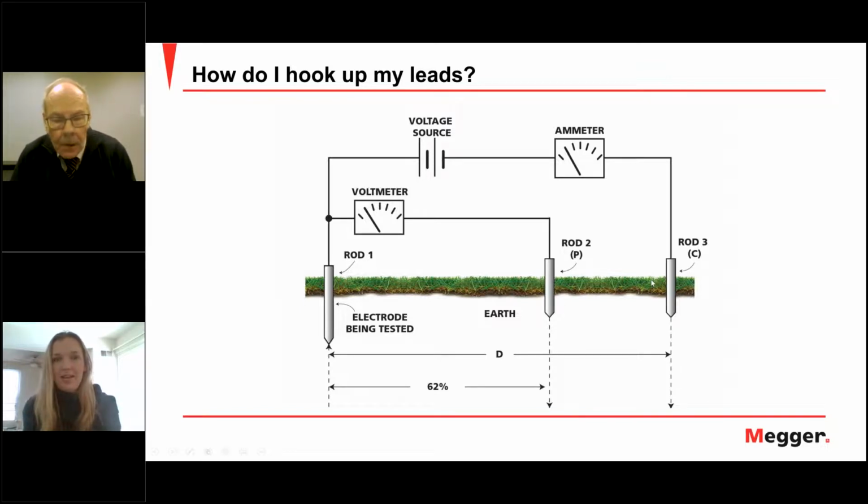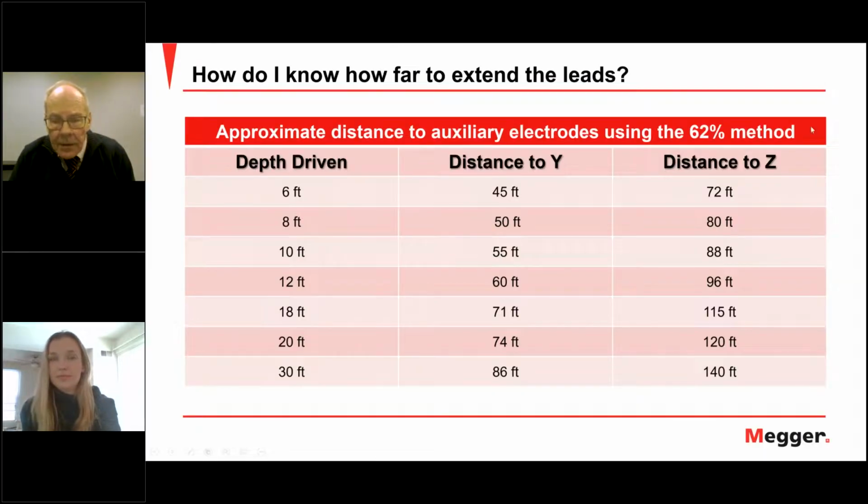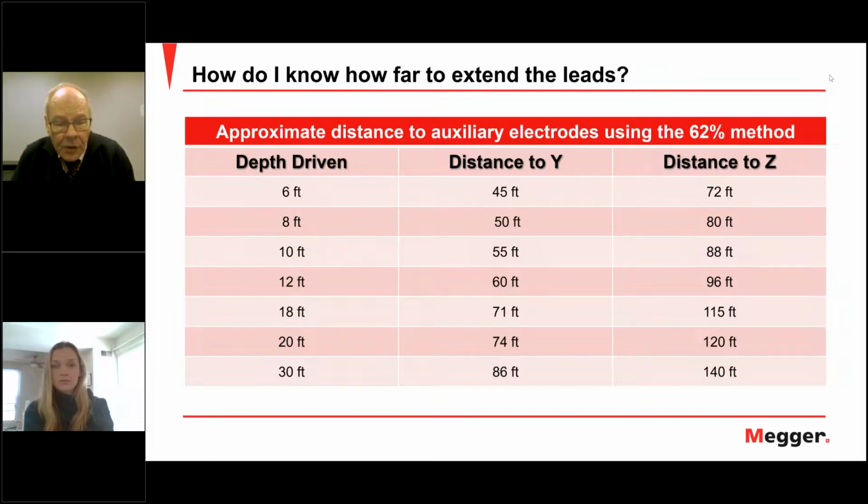Okay. And how do I know how far to extend the leads? Again, that's dependent on the test procedure that you're using. But what you will see in the literature very often are these tables. And the tables will tell you, take the maximum dimension of your test electrode, which would be the depth of a single rod, or would be the diagonal of a grid, for instance, and then use a multiplier.